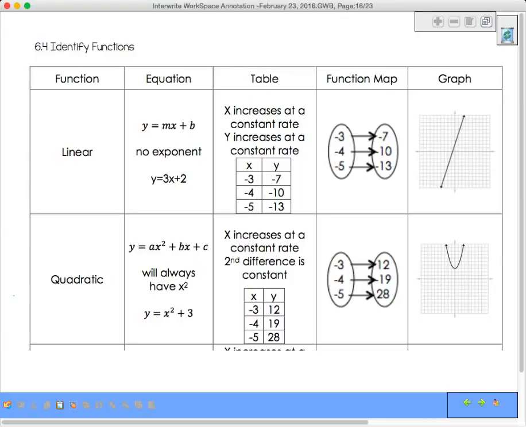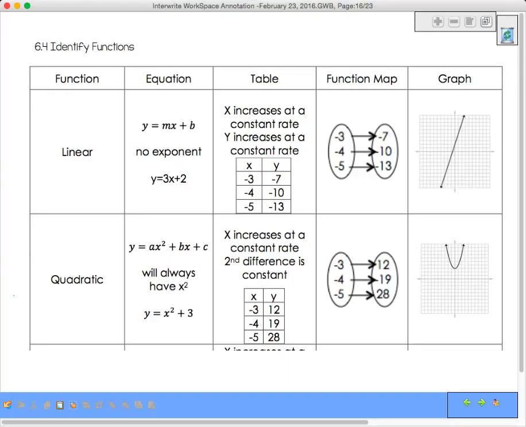Section 6.4, identifying functions. So we're going to look at all four types of functions just like we have been doing. And we've kind of looked at how they move: transformation, shift left, shift right, stretch and shrink, or compress. And we've looked at the equations some already, and the graphs some already. So really we just have to focus on tables here.